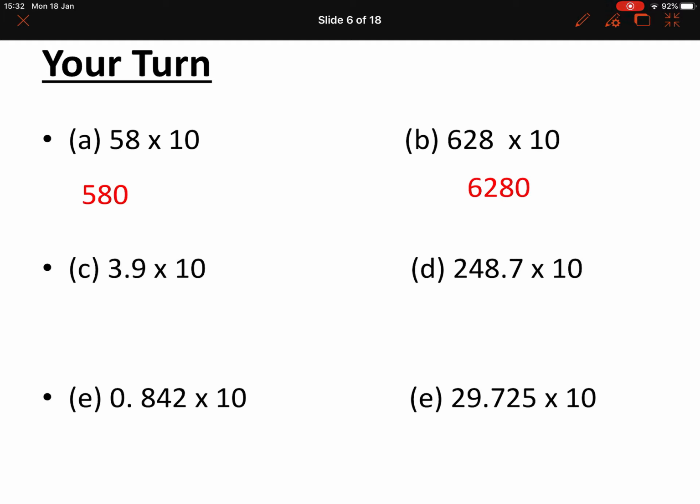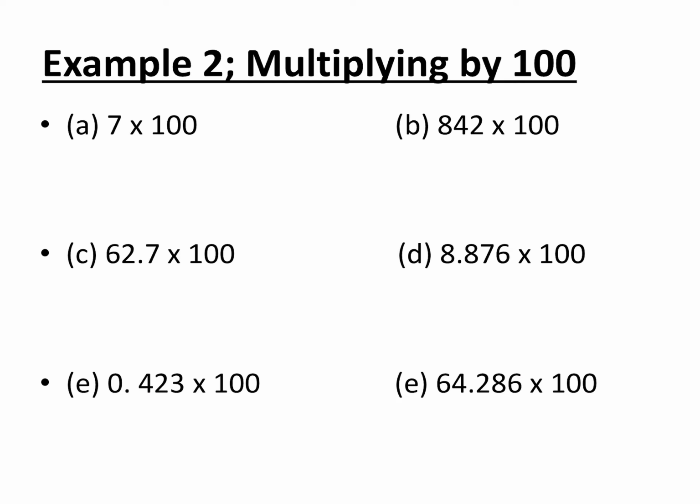Okay, lovely. So let's have a look at some of your answers. Question number 1A is 580. Part B is 6,280. Part C is 39. Part D is 2,487. Part E is 8.42. And that should say part F, which is 297.25. Okay, well done if you've had a go.